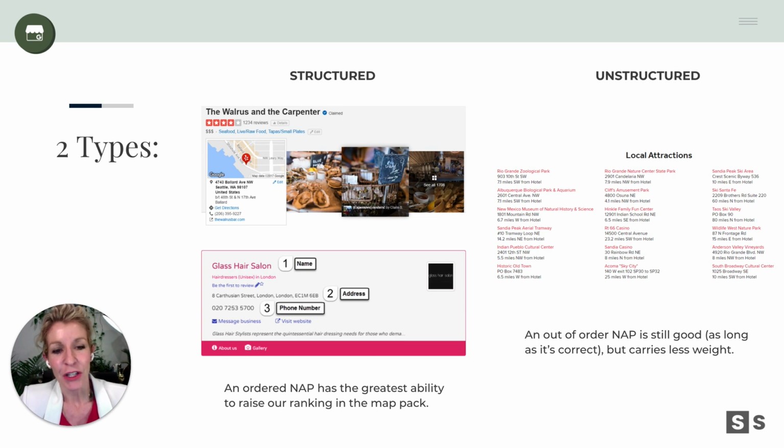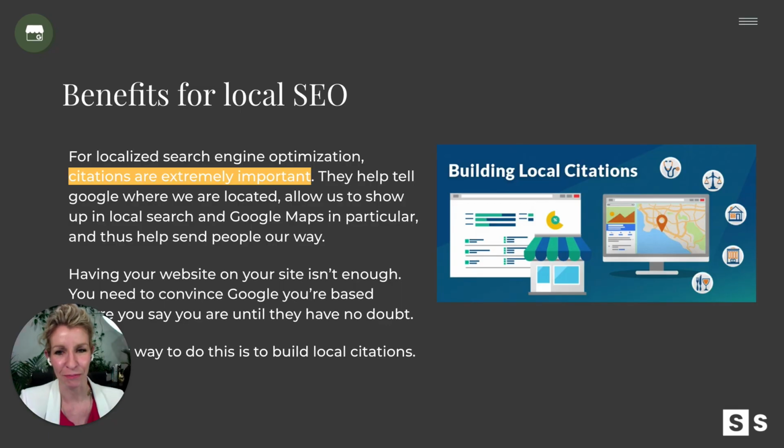So the unstructured one is just out of order. It's still good as long as it's correct, so there's no confusion or overlap, but it does carry a little bit less weight than a structured NAP with name, address, phone in order. The benefits of these, again, they help tell Google where we're located and allow us to show up in local search and Google Maps in particular, and straight up just prove that we are who we say we are.